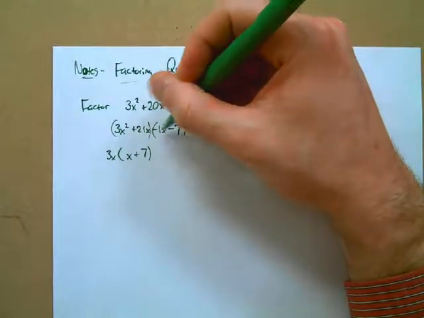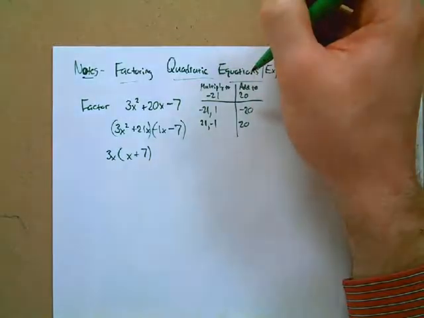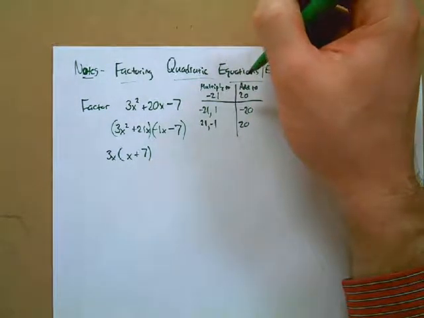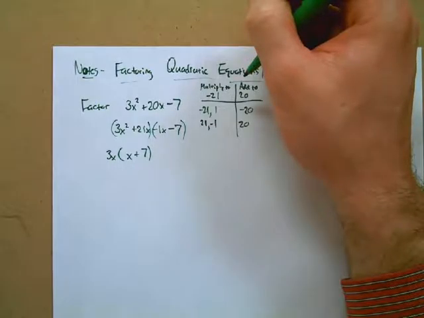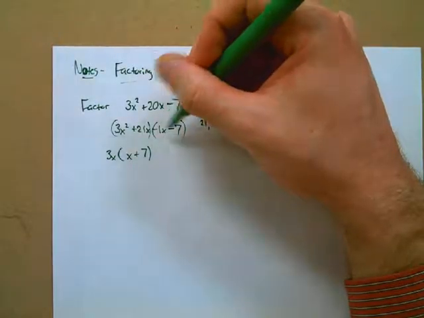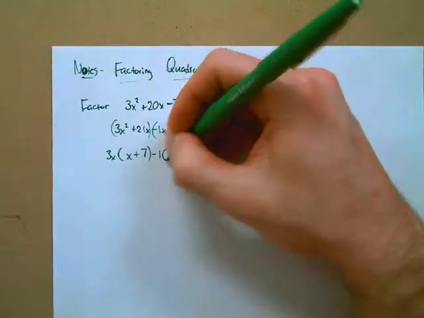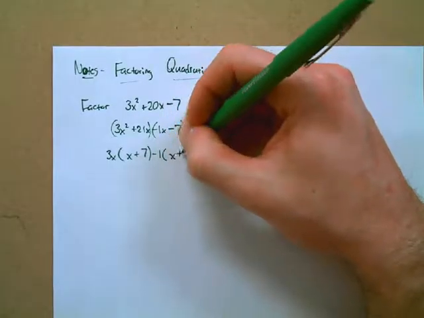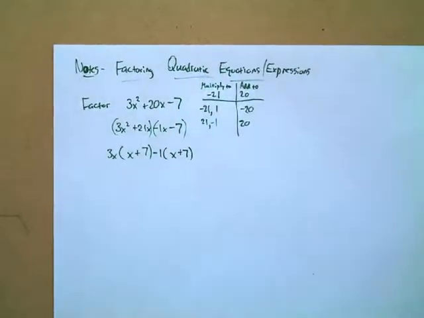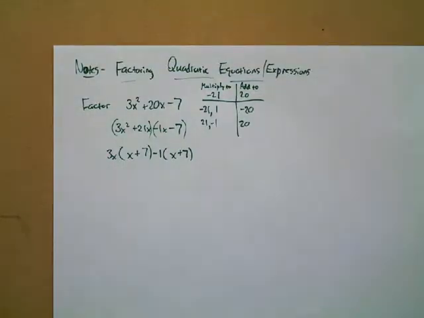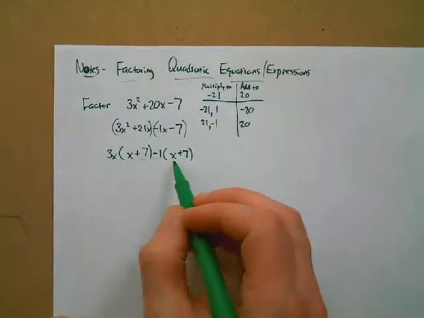Any ideas? Well, they're both negative, so let's take a negative 1 out. That would leave behind a positive x and a positive 7. And then look at that. Both of those have an x plus 7 left behind there, right? And so we can factor out an x plus 7.